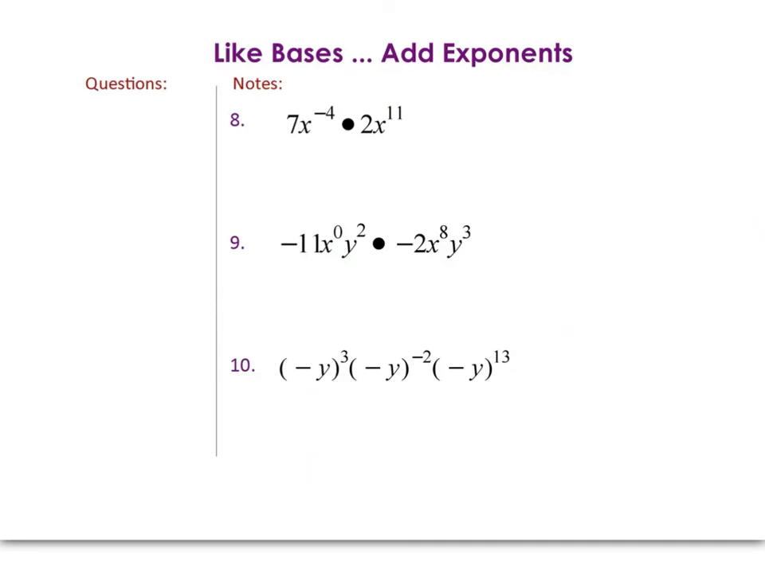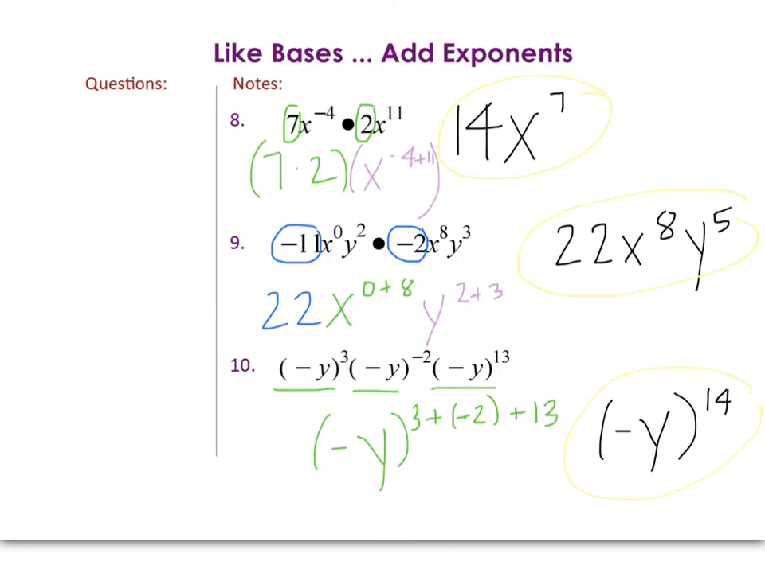Last page, I want you guys to try this one on your own. So pause this and then check your answers in a minute. Ready? Pause. Now check your answers. We have 14x to the 7th for number 8, 22x to the 8th, y to the 5th for number 9, and then negative y in parentheses raised to the 14th.